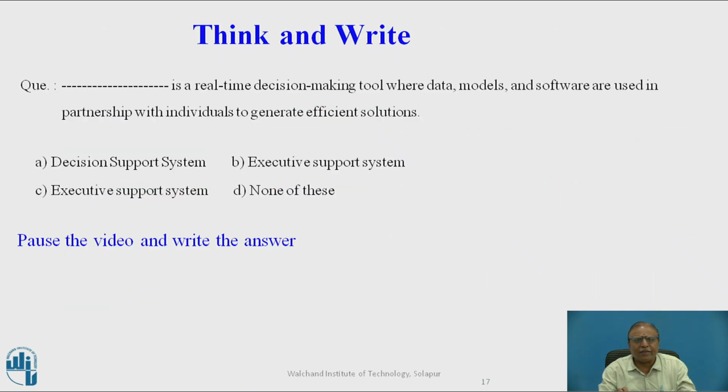Think and write. I am asking a question to all the students here to give one answer among the 4 options. Dash is a real-time decision-making tool where data models and software are used in partnership with individuals to generate efficient solutions. Option A is decision support system, option B executive support system, option C executive support system, option D none of these. Pause the video and write the answer.